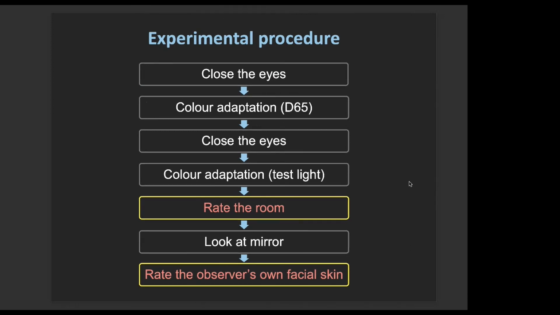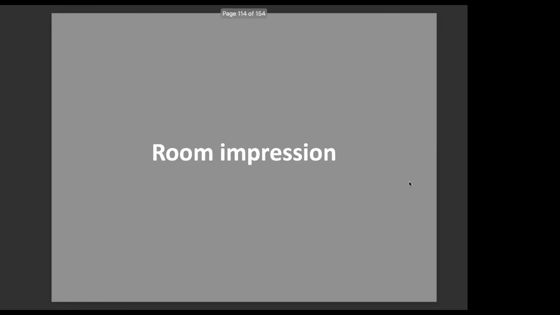Here is the experimental procedure. We ask the observer to close the eyes for color adaptation, and close the eyes again. Then we do the color adaptation to the test light. Then we ask them to rate the room. Then the observer looks at the mirror and rates their own face using the scales I introduced previously.